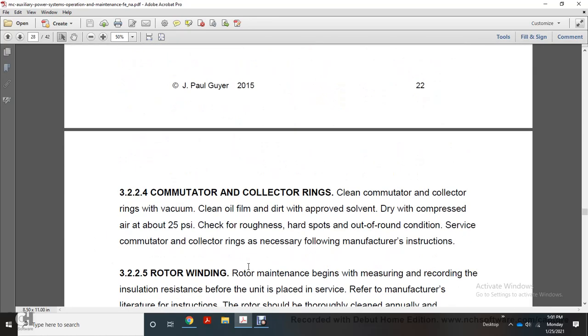Commutator and collector ring: clean the commutator and collector rings with a vacuum, clean oil-filled dirt, and use solvent if needed, then dry with compressed air at 25 psi. Check for roughness, hard spots, and out-of-round condition. Check the commutator and collector rings as necessary following the manufacturer instruction.